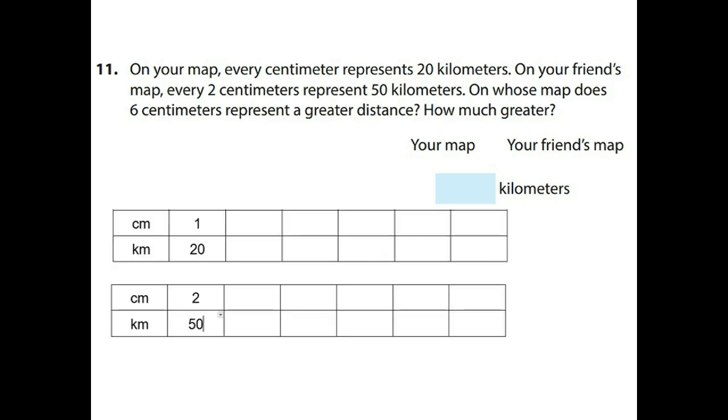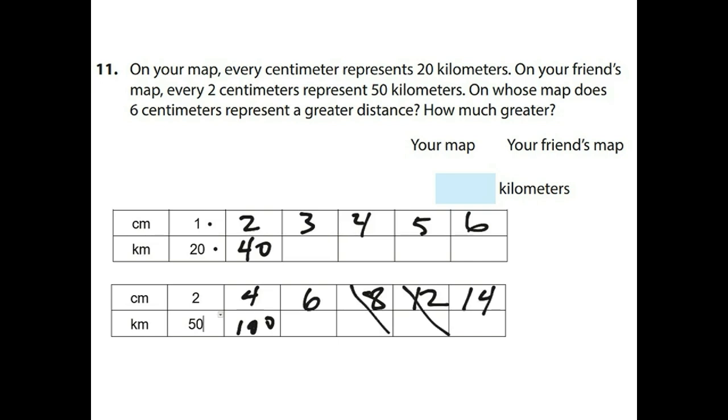So your map, 1 centimeter, 20 kilometers. So we get 2 centimeters, 40 kilometers. See what we're doing there? Go ahead and fill that out all the way to 6. So 2, 3, 4, 5, 6. Go ahead and fill that out. And then on your friend's map, every 2 centimeters equals 50 kilometers. So 2, 4 with 100. Alright, so 6, 8. And you know what? We don't need the rest because they're just asking 6. So just fill that out to 6 on each one, and then we'll go over it.